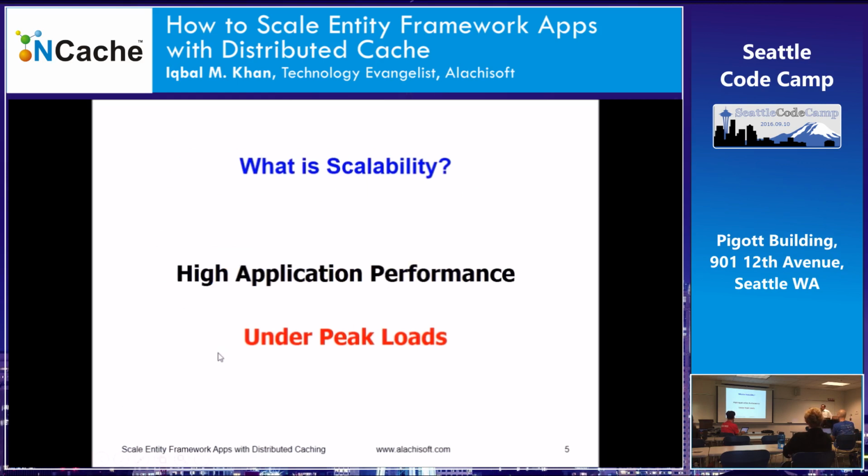So let's come to the topic. Before we can talk about how you can scale an EF application, let's agree on some terms. So what is scalability for our discussion purposes? It is essentially maintaining a really good performance of an application under peak loads. So if you only had 5 users and your application performed super fast, it doesn't mean that it's scalable. It's only scalable when you have the same performance under 5,000 or 50,000 or 500,000 users. So scalability is essentially maintaining that high performance.